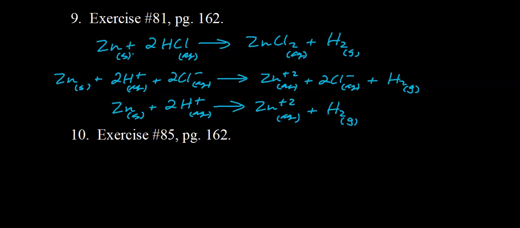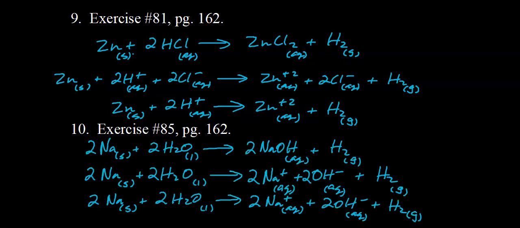All right, go ahead and take a look at page 162, number 85. I think in your notes it might say number 81. Please do number 85. Similar problem, except this time we're looking at reactions between metals and water. Go ahead and write the overall balanced chemical equation, the ionic equation, and the net ionic equation. Pause the video.